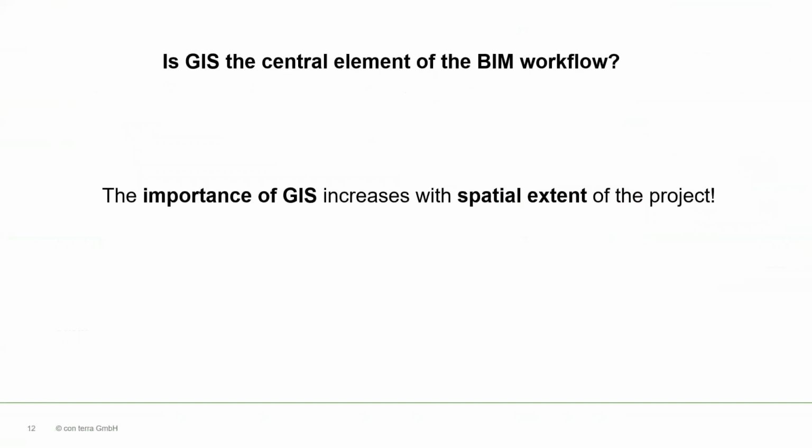As we've seen, a lot of GIS data is needed in BIM projects. This brings up the question if GIS is the central element of a BIM workflow. The answer is not necessarily. For structural engineering, the overall importance of GIS is relatively low because we're limited to a small geographical area. However, if we're working on projects like routing projects, planning power lines, constructing bridges or tunnels, and so on, then the spatial extent of the project is much bigger, and GIS and spatial data also play a much bigger role. In general, we can say that the importance of GIS in a BIM project increases with the spatial extent of the project.